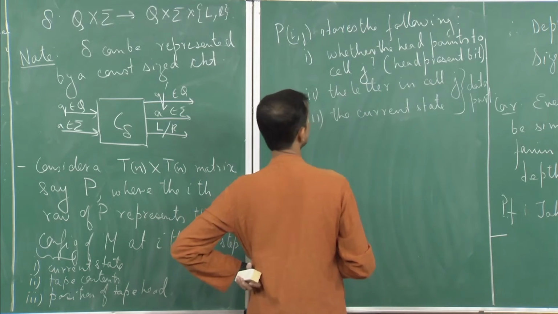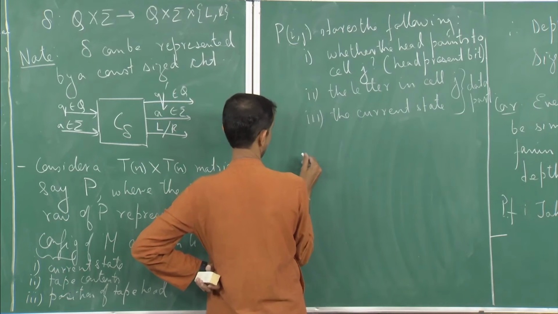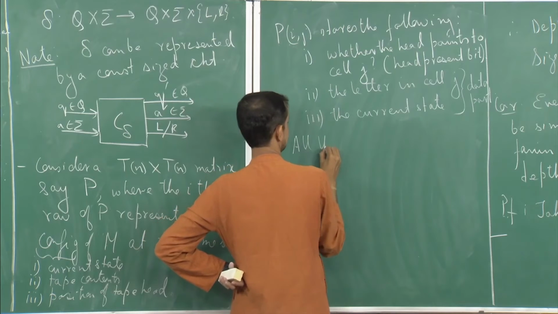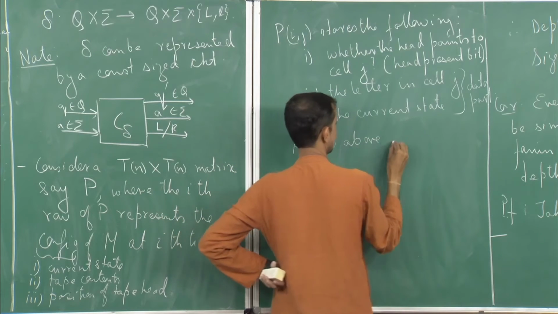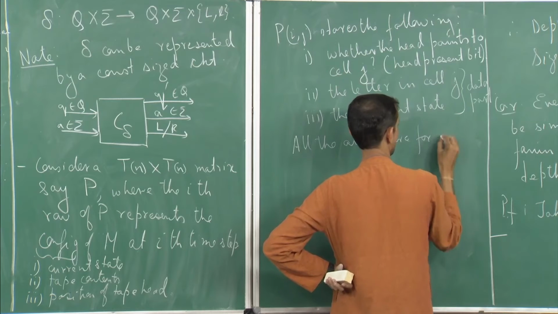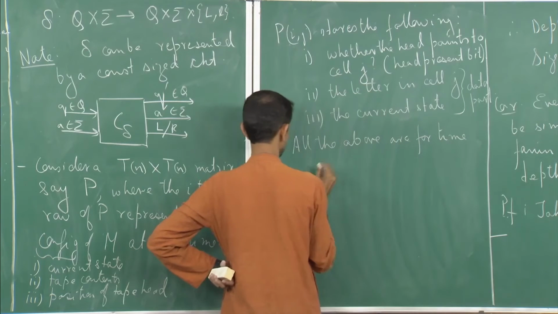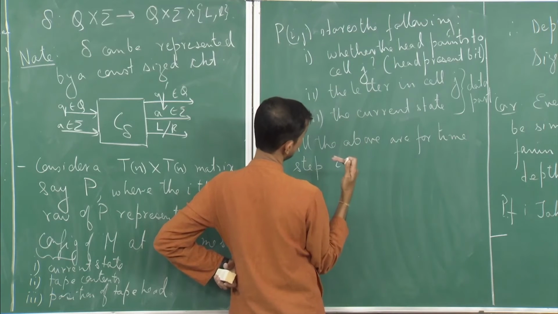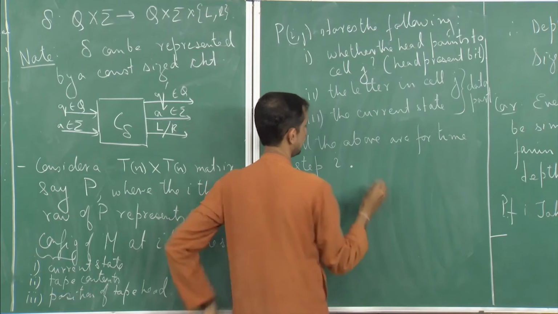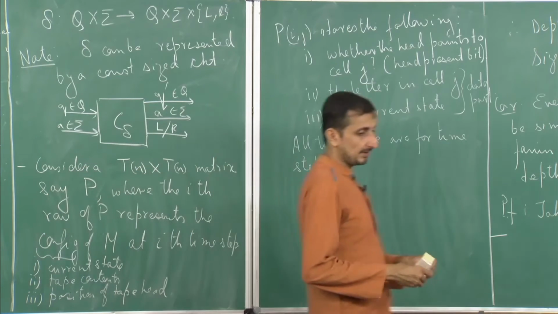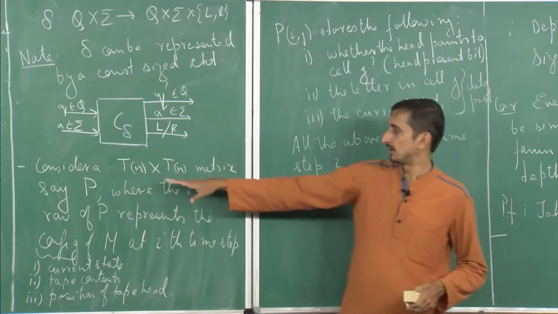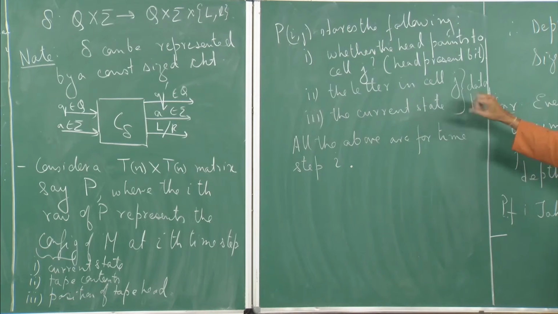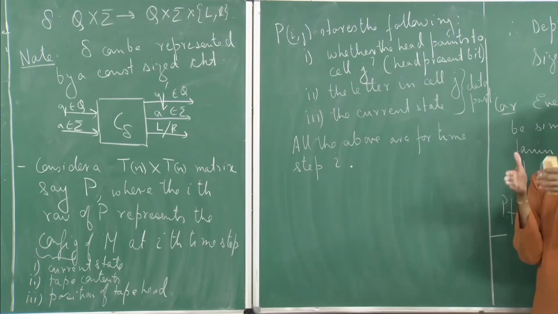Okay. And all the above are for time step i. Okay. So now coming back to your question, why is the number of columns bounded by T(n)? Okay, because see, what are we storing in this matrix? So in this matrix, essentially we are storing the information about cell j.